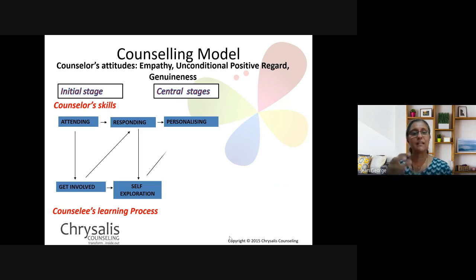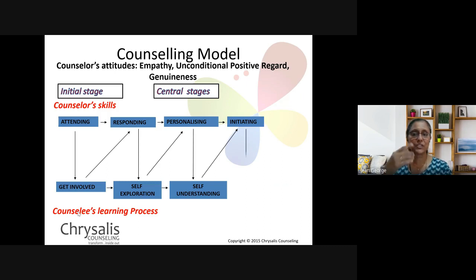Now, the deepening self-exploration enables the counseling process to pass on to the next level, which is the personalizing stage. The personalizing skills of the counselor will stimulate the self-understanding of the counselee. All right. And the clear understanding makes it possible for the process to move to the initiating action, for them to initiate action. And once that action is done, that's when feedback and evaluation takes place.